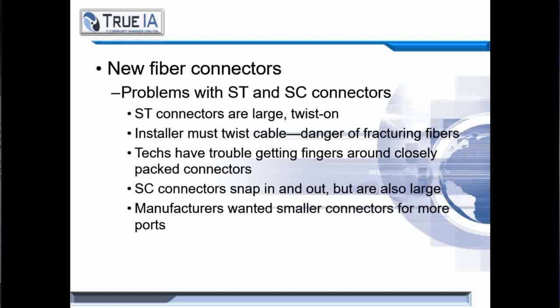With the introduction of fiber, there are some problems that we've run into with the ST and SC connectors. For instance, the ST connectors are large and they twist on. The installer must twist the cable, and by doing that, there's a danger of fracturing the fibers. With SC connectors, they snap in and out, but are also fairly large. Manufacturers wanted smaller connectors for more ports.